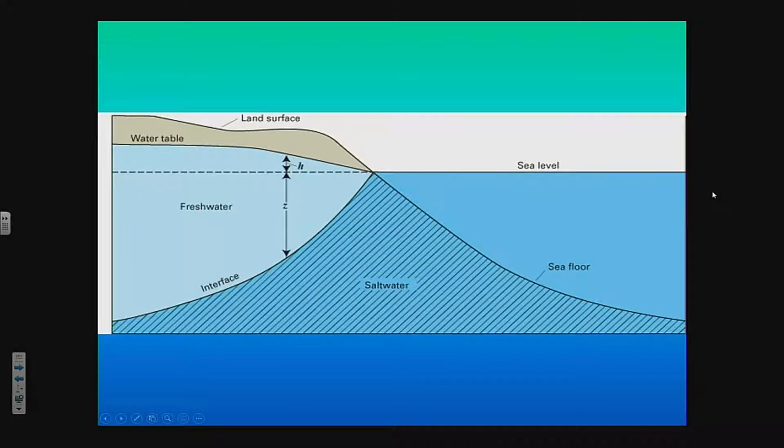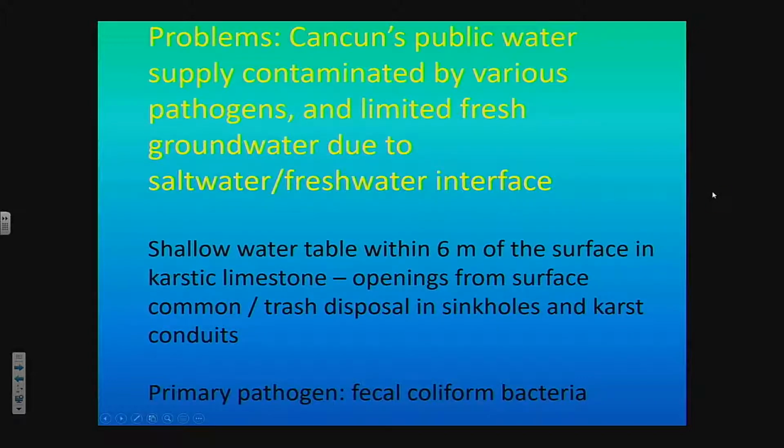In this whole area, you've got a freshwater lens, so a limited amount of fresh water. There's an interface here with the salt water, and that's been one of our targets for the geophysics. You probably already discussed some of these problems. Cancun's public water supply is contaminated. You have a very limited amount of fresh water due to the saltwater freshwater interface. The water table is very close to the surface, so it's susceptible to contamination.